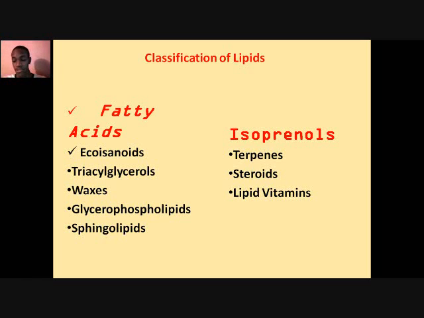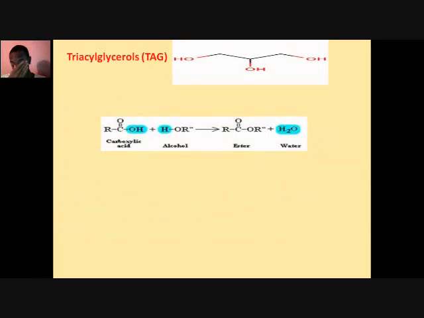Triacylglycerols, or sometimes we refer to them as triglycerides. Now that molecule at the top of the screen is a glycerol molecule. If you look carefully at these indices, those are the carbon atoms. You have 1, 2, 3 carbon atoms, to which 3 OH groups are attached, 3 hydroxyl groups. Now this is glycerin.